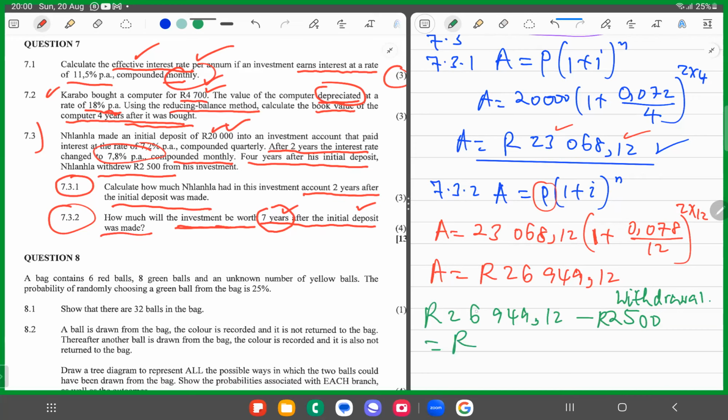So this is the amount of money for 2 years, and then 4 years. So the first 2 years, it became 23,000, and then now you have the following.